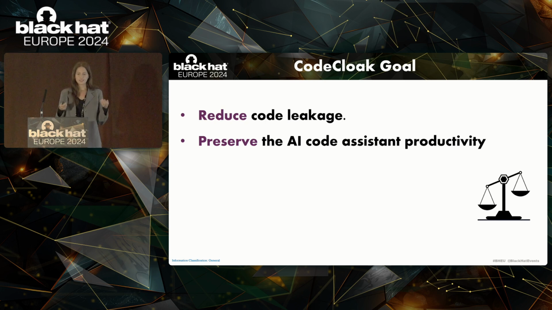So in our research, we would like to achieve two main goals. First, we would like to reduce the leakage as much as we can by changing the prompt in a way that less code will be leaked. And we want to do this while preserving the AI code assistant's productivity. Moreover, the main hypothesis in our research is that not all of the source code being sent is really needed in order to provide good suggestions.